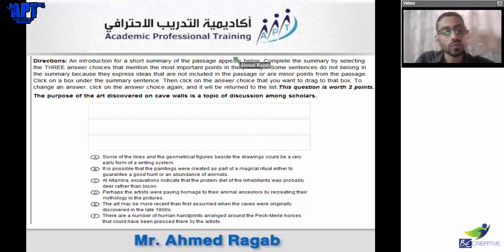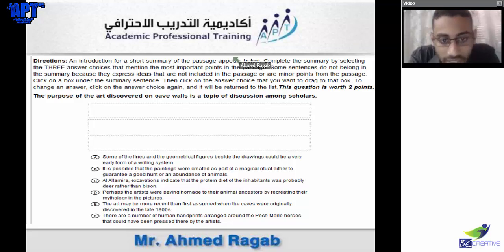Now, the direction here is an introductory short summary of the passage. Below it, complete the summary by selecting the three answers that best explain the passage. So we will select the three answers that actually best explain it. Now let's read the answers and try to select from them. Let's read the answers very fast.